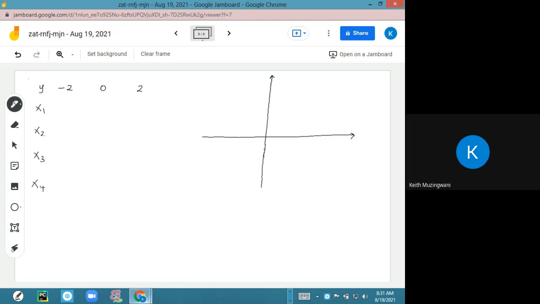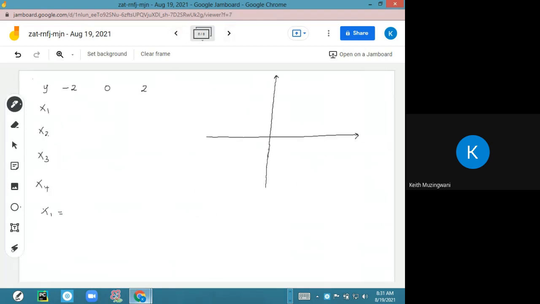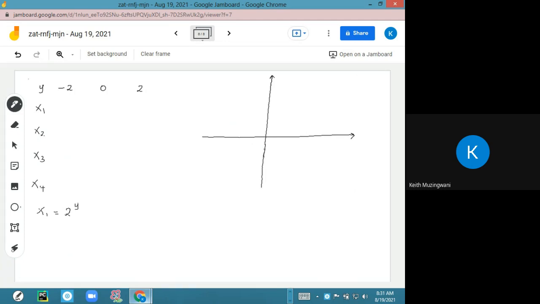So let's start. The first one, what is x1? x1 is 2 to the power y. Now, what is x1 when y is equal to -2? This is going to give us 1 over 2 to the power 2, which is 1 over 4. What is x1 when y is equal to 0? We'll get 1. And what is x1 when y is equal to 2? We'll get 4.